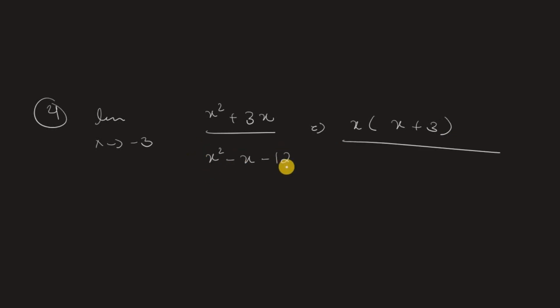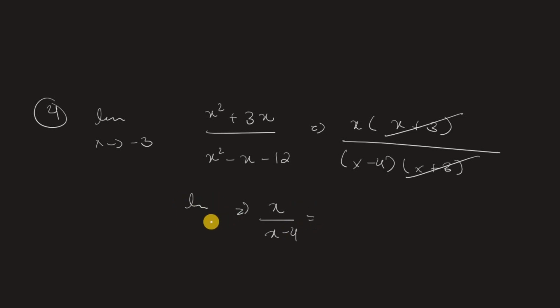So this is 1 and this is 12. For this question, we have to find two numbers such that if you multiply them, you get negative 12, and if you add them, you get negative 1. Those two numbers are negative 4 and 3, right? If you multiply them, you get negative 12, and if you add them, you get negative 1. So you put x minus 4 and x plus 3, and then you can cancel out the like terms, and you end up with x over x minus 4.